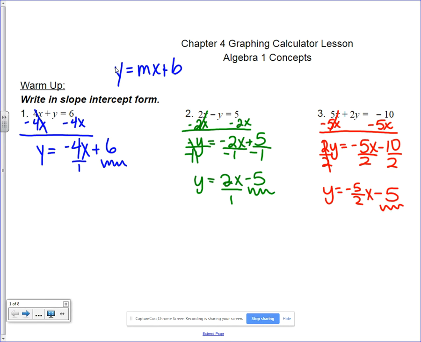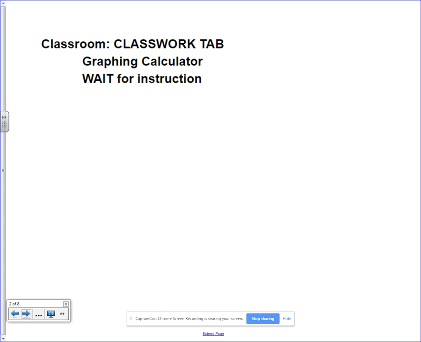And then where would you go? Down 5, to the right 2. How's everybody doing with slope-intercept form? Ready to start graphing these things? Yeah? Okay, so go ahead and take a look at your first question there.